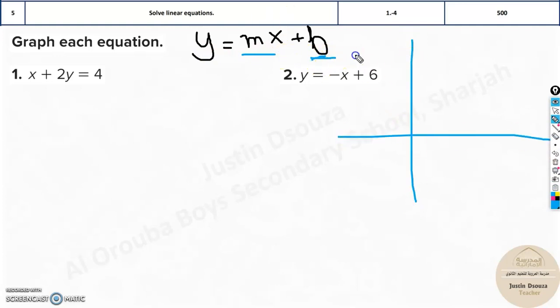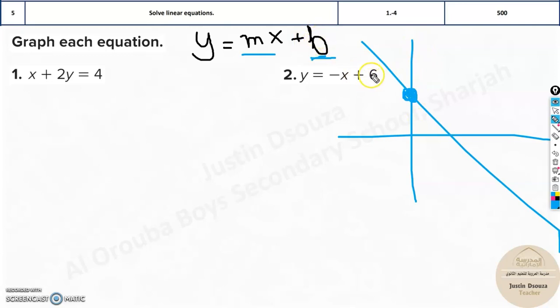What does the intercept mean? Intercept means the point, if this is a line, it's having a negative slope. Say, it's kind of like this. The intercept is basically the point which touches the y-axis, the value over there.